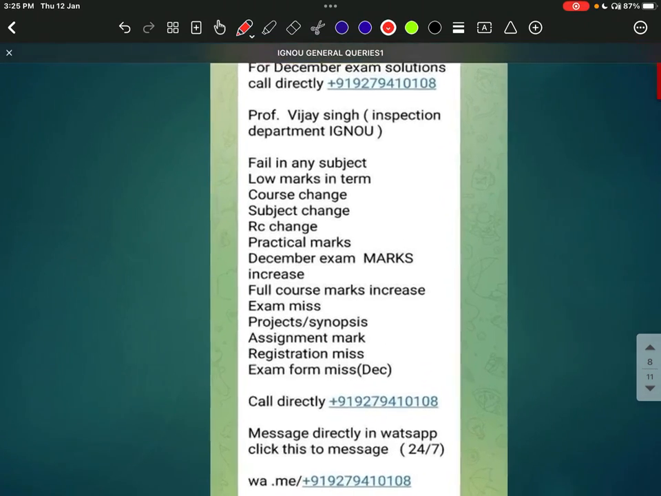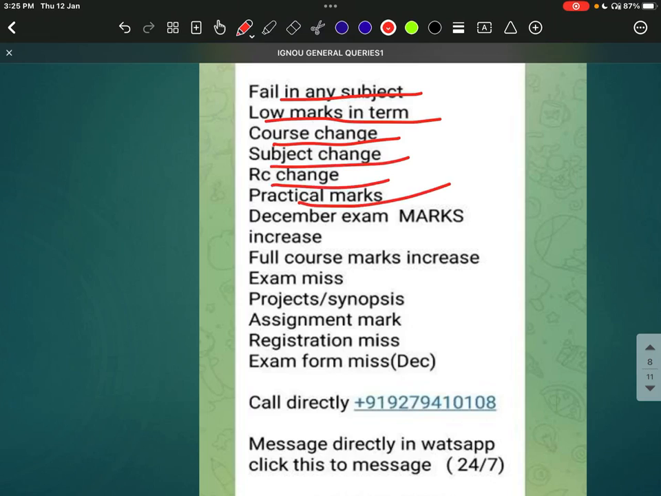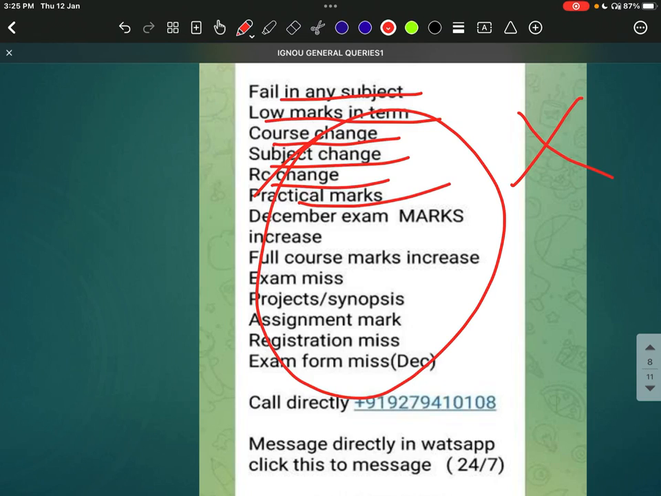Like, if you can see in the snapshot what they are saying, that if a person fails in any subject, or has low marks in any term, if they want to do a course change, subject change, RC change, practical marks, etc., everything could be done. They have to directly call. So this is something I would say is fake. These people are actually misleading you, right?